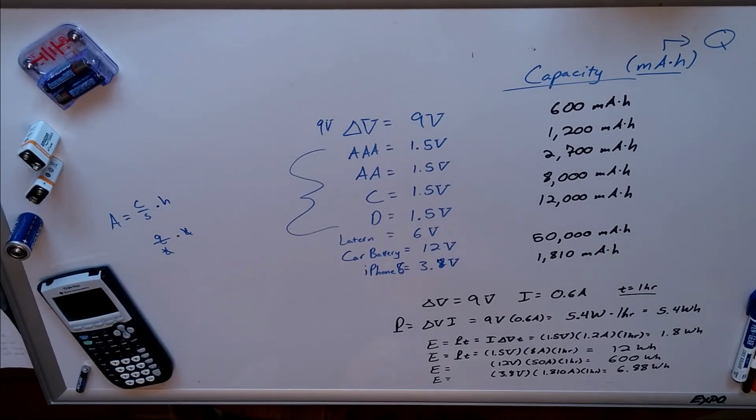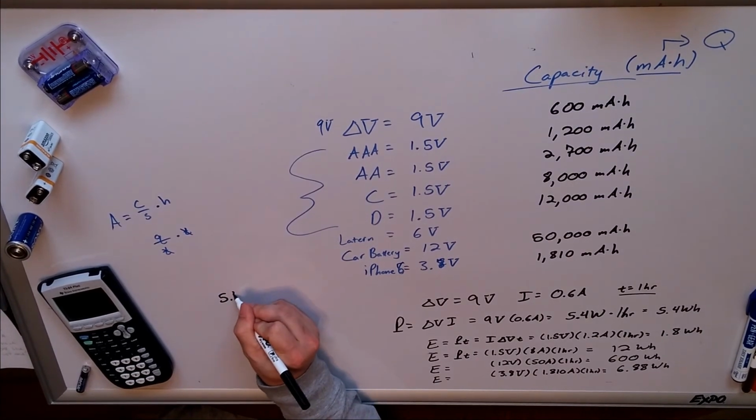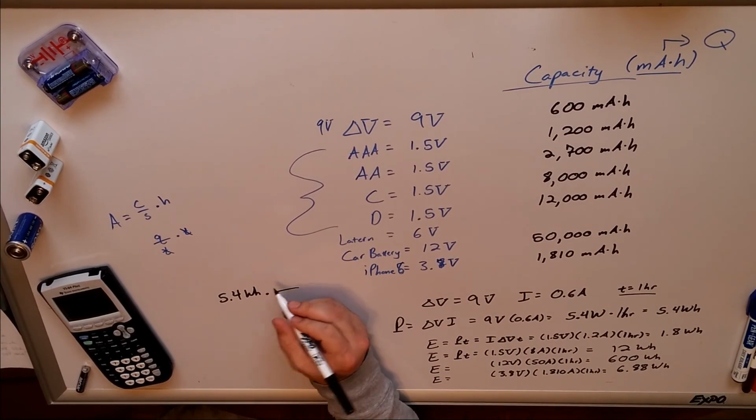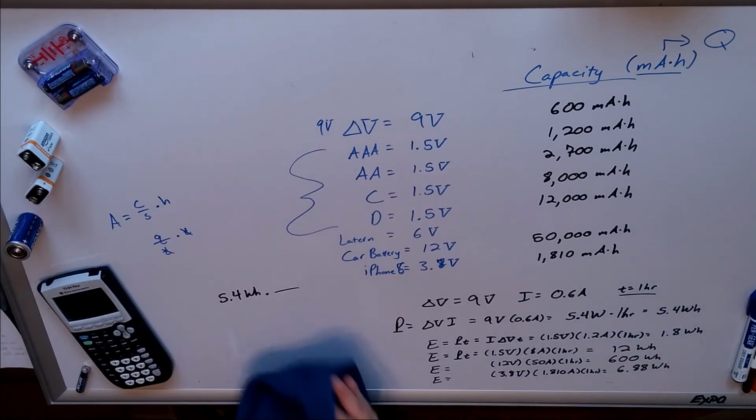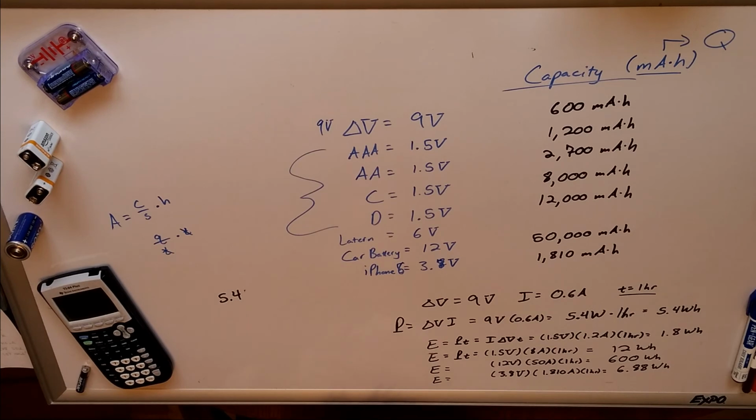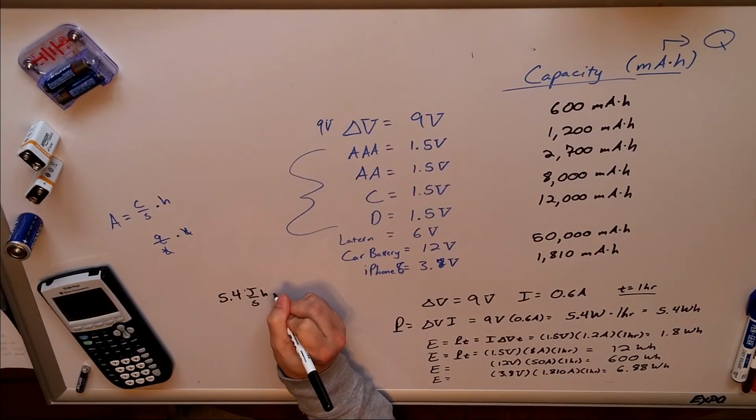If you wanted to convert this into the energy units that we're more used to, you could convert the watt and the hour. So for instance, let's say that we've got 5.4 watt hours. Well, let's see, a watt is equal to a joule per second. So here's what I'm going to do. I am going to change that out. Instead of the watt, I'm going to say that's 5.4 joules per second times hour.